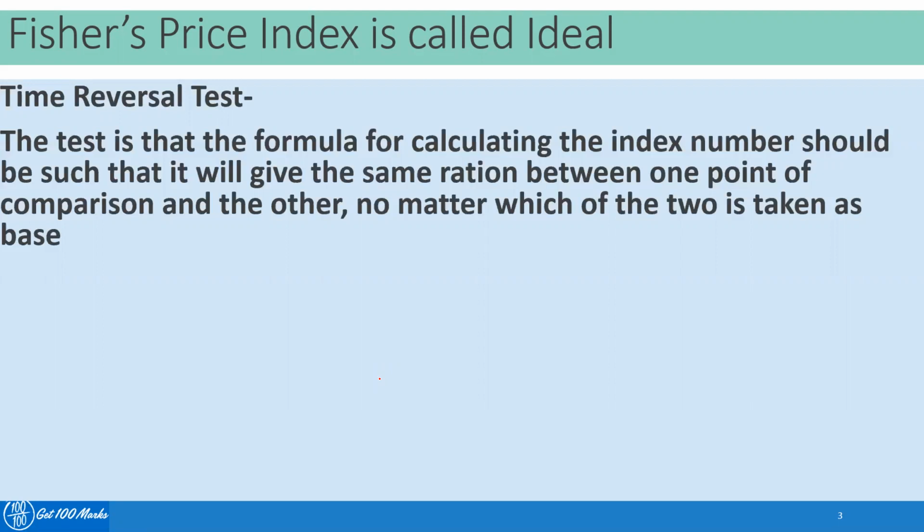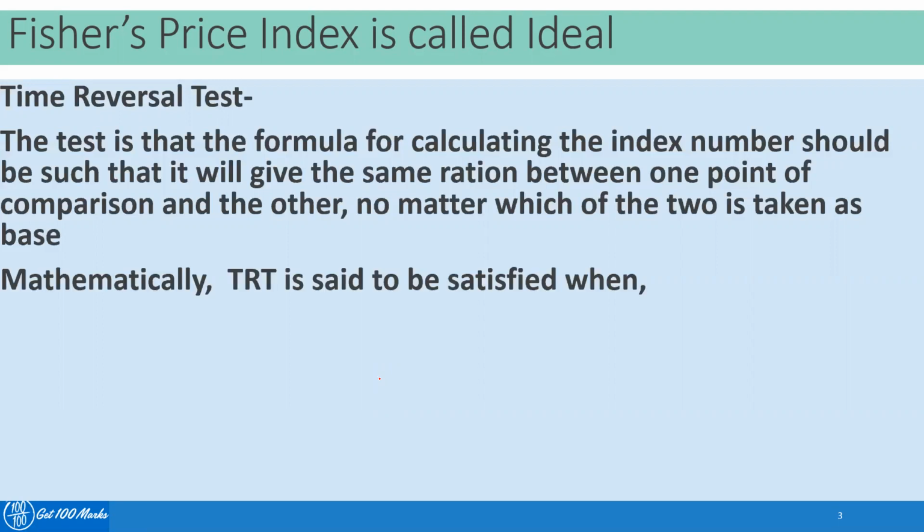So according to Fisher, the formula for calculating the index number should be such that it gives the same ratio between one point of comparison and the other, no matter which of the two is taken as the base. In simple language, whether you are taking 2014 compared to 2020 as your base year, if you interchange them, the formula for calculating the price index should not change. Therefore, P01 into P10 should equal 1.